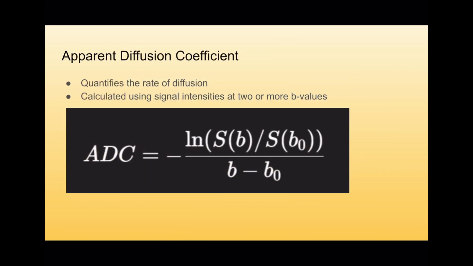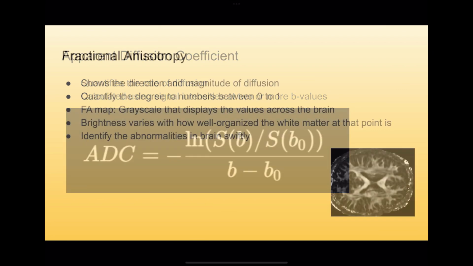Another important unknown is the apparent diffusion coefficient. It quantifies the rate of diffusion and is calculated using signal intensities at 2 or more b values. In the study, we divide the tensor matrix by ADC, to evaluate the fractional anisotropy.